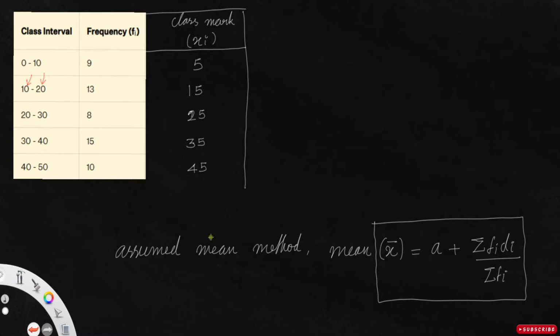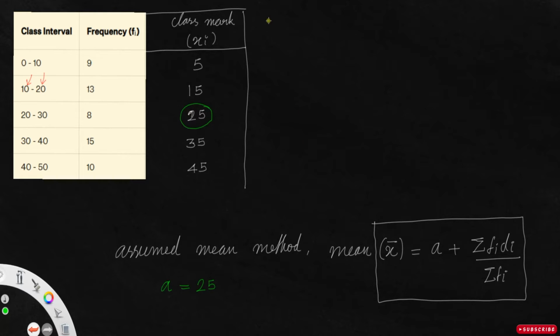Now, listen to this part carefully. We have to take an assumed mean. The assumed mean usually represents the midpoint of the class marks. So here the midpoint is 25. If the number of data is odd, there is only one middle point. But when the data is even, there will be two middle points, so you can take any of them. We'll discuss that in the second example. So here I can take the assumed mean A as 25.